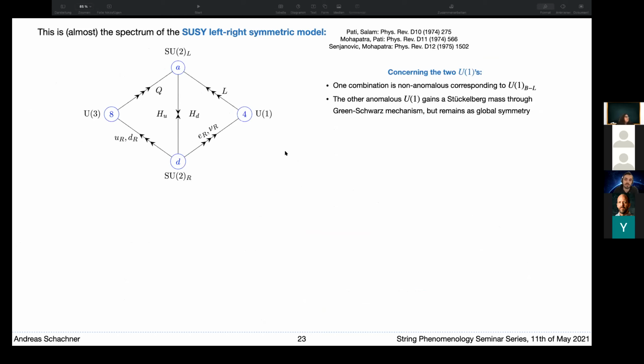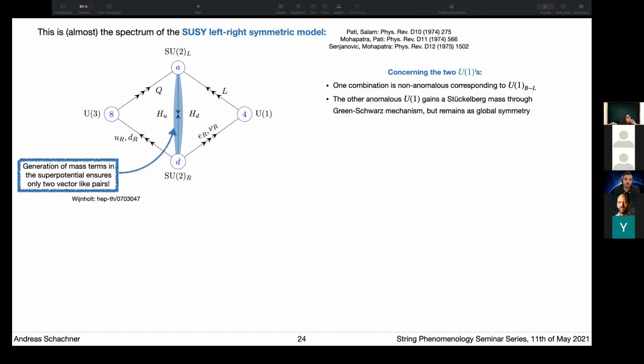There's another combination that is anomalous, which gains a Stueckelberg mass through the Green-Schwarz mechanism, but it remains as a global anomalous symmetry in the low energy effective action. Now, concerning the non-chiral matter between the 2 SU2 states, it was shown by Weinhold already in his paper that there are mass terms that are generated from superpotential couplings that ensure that only 2 vector-like massless pairs remain.